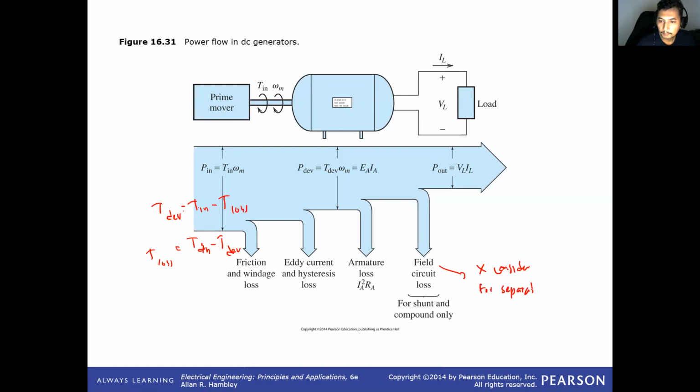So this is not considered for the separately excited DC generator. Lastly, the P out, after you subtract the losses: P out is equal to P developed minus armature losses. For the separately excited DC generator, P out is equal to P developed minus armature losses.